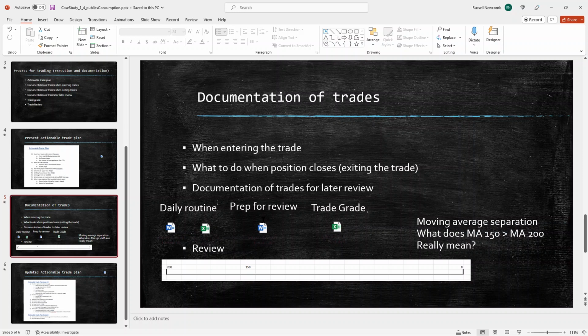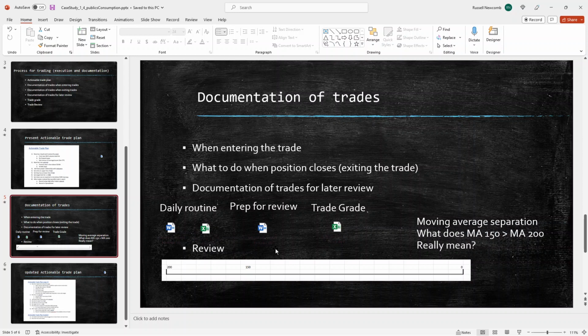Just want to avoid having this one huge mammoth amount of work just before the review. But if it needs a little bit of touch-up, it can be. And then the trade grade, which is done after the full set of trades is done, and is part of the review.